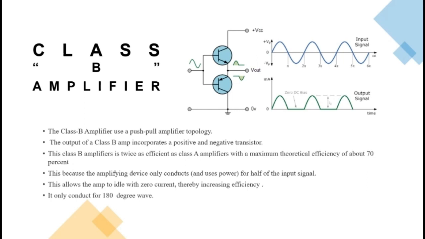Based on the class B amplifier, it has two transistors in the circuit, one is NPN and one is PNP.